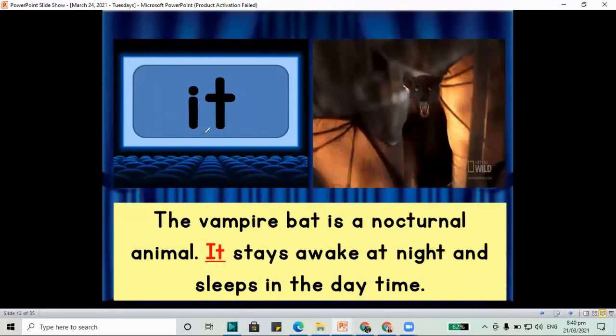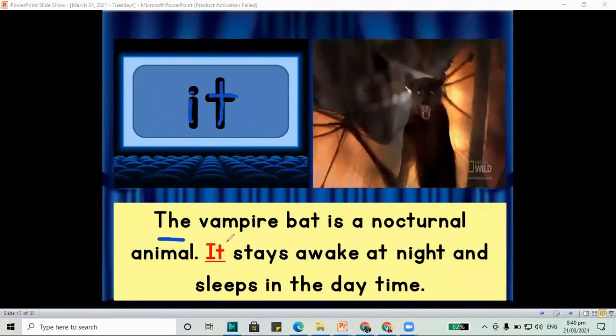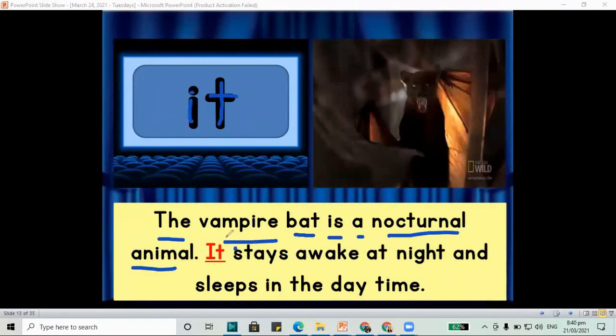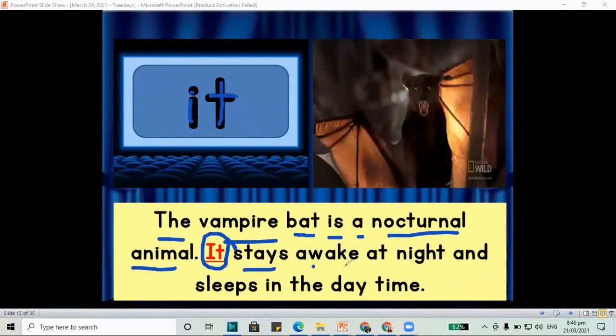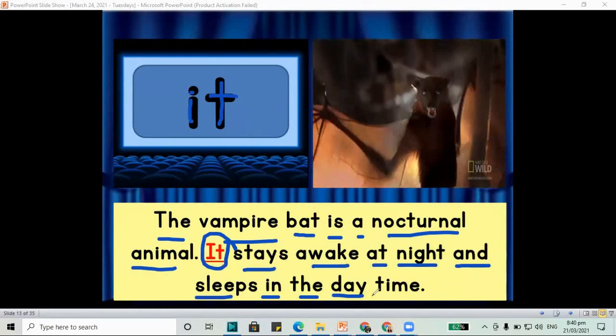Next one is the word it. I and the letter T makes it. The vampire bat is a nocturnal animal. It stays awake at night and sleeps in the daytime.